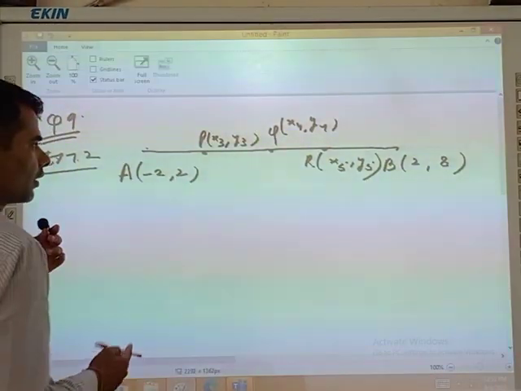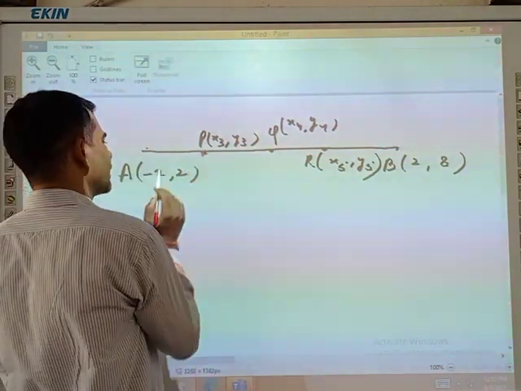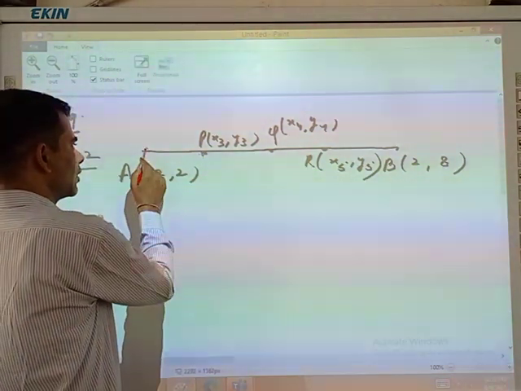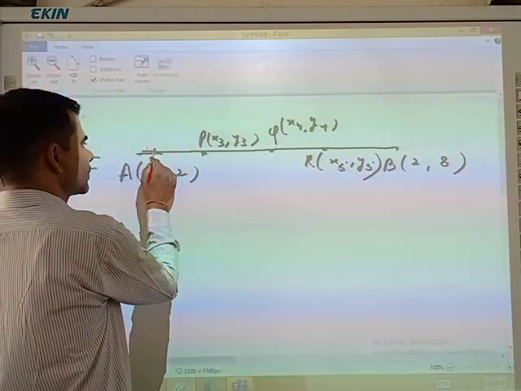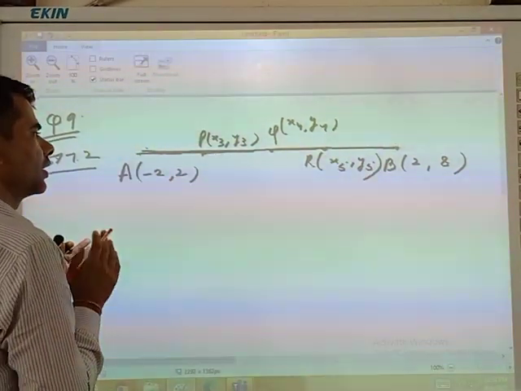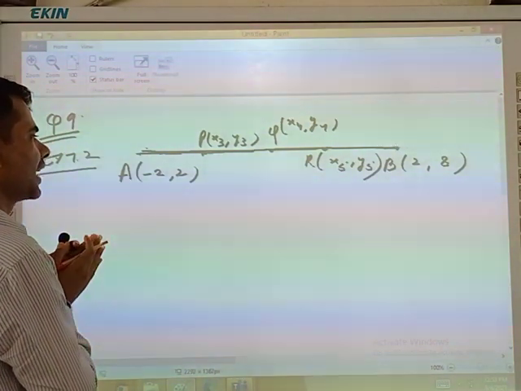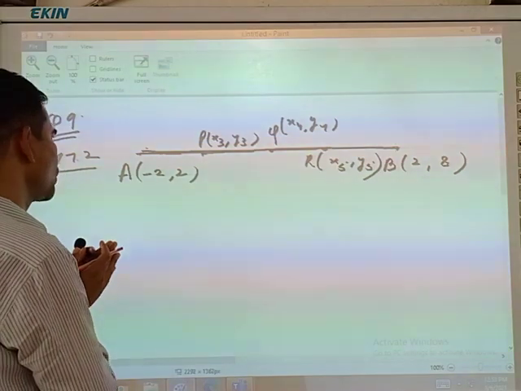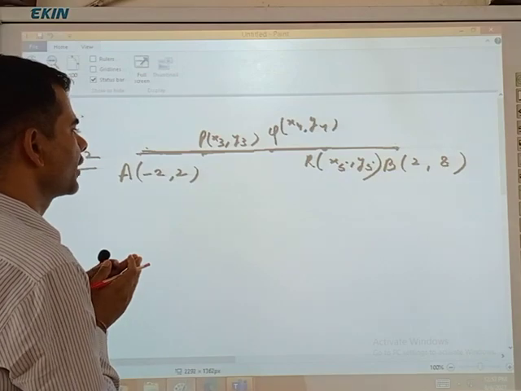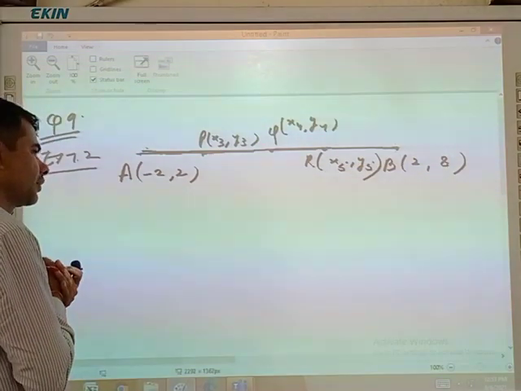First, P is a point which divides the line segment in the ratio of 1:3. That is the first part. And Q is the point which divides the line segment in the ratio of 2:2, that is 1:1. And R is the point which divides the line segment AB internally in the ratio of 3:1. This is the first method.